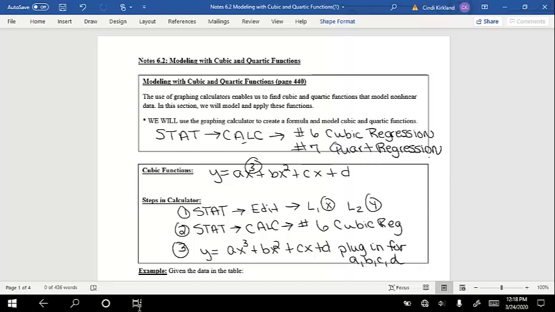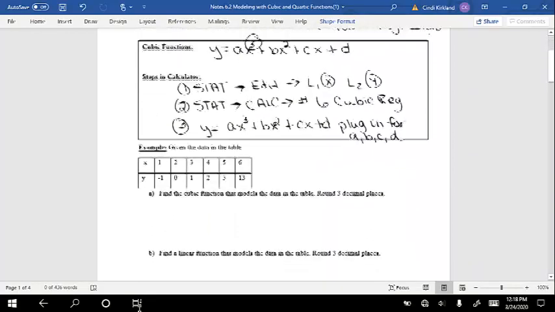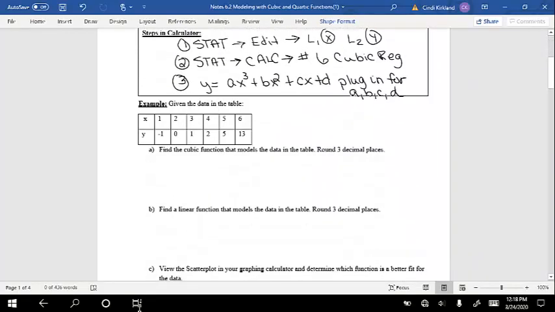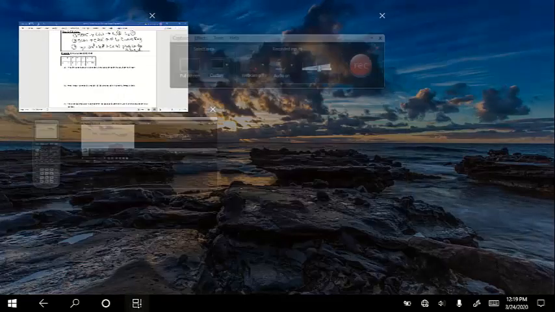All right, so let's look at an example. The first example that we're going to talk about, the data is given. It says, given the data in the table, find the cubic function that models the data. We want to make sure that we round to 3 decimal places. It's very important when you're doing your work online that you also pay attention to the decimal places that it's asked you to round to. So let's pull up our graphing calculator.